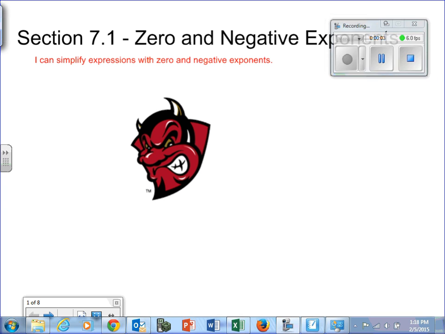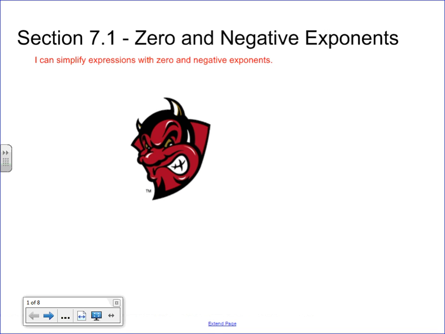Okay, today we're looking at the first section of chapter 7, which is on zero and negative exponents. Hopefully by the end of this lesson you can say that I can simplify expressions with zero and negative exponents.